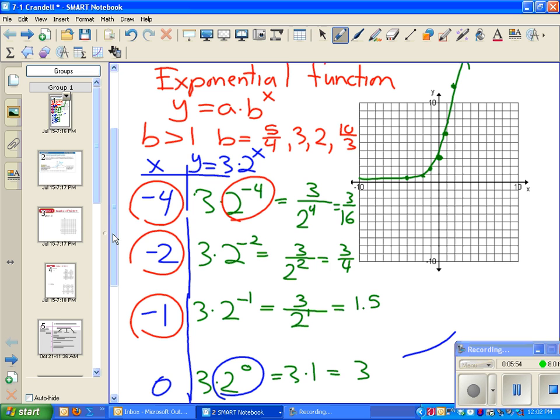So the domain for this one, again, I can plug in negative numbers, 0, and positive numbers for my x's. So the domain is going to be all real numbers. My range, however, the graph is not going to get lower than the x-axis. It's not even actually going to reach the x-axis. So the range is going to be greater than, so no line underneath, just greater than 0.